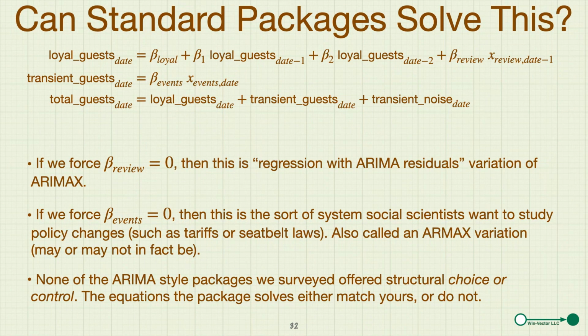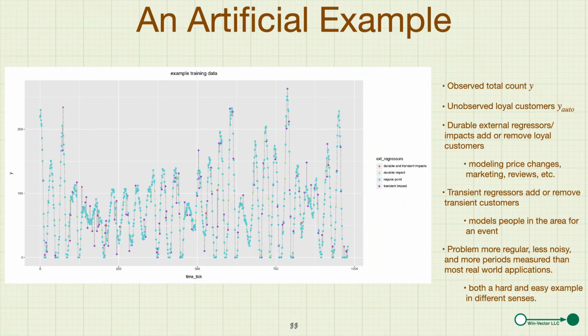Can standard packages solve this? Again, this is the exact same set of equations. I'm just putting them there for memory. Yeah, if beta review is 0, forced to 0, this is regression with ARIMA residuals. If beta events is 0, this is a different sort of ARMAX. Some econometricians use this to study policy. I think there's one Python package that does it this way. It's really hard to tell from some of the packages, unless they write down the recurrence equations, which one they're doing. And also notice for ARIMA, I've not really talked about any of the classic ARIMA parameters like P, I, and Q.